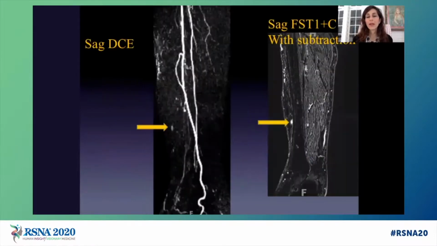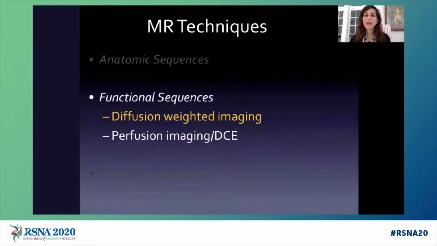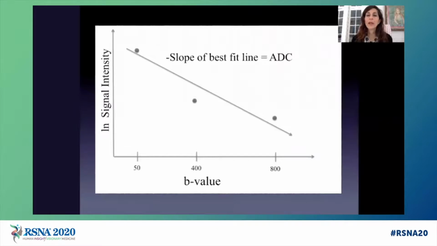So here is time 0, and then here we have arterial phase enhancement in that 6 millimeter nodule. And you see on the anatomic sequence, which is subtracted fat-suppressed T1, where this enhancing nodule is. And these features are consistent with recurrence. So we went after this, did a biopsy, and proved that this was recurrent disease. Another sequence you can use for such a scenario where you have nodular enhancement that you don't know what to do with is diffusion weighted imaging.